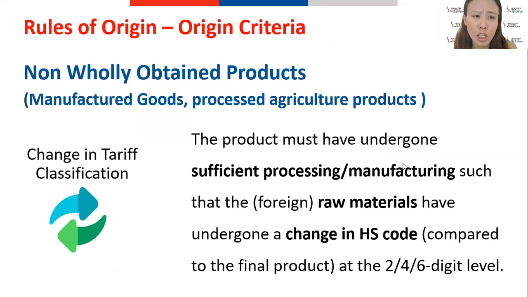So what is change in tariff classification? It means that the product must have undergone sufficient processing or manufacturing such that the foreign raw materials have undergone a change in HS code compared to the final product at the 2, 4, or 6-digit level, which means you have to compare your raw materials' HS code with the final product's HS code. Your manufacturing process must be substantial enough to change the HS code of your foreign raw material to that of the final goods' HS code. Therefore, the term HS code change.